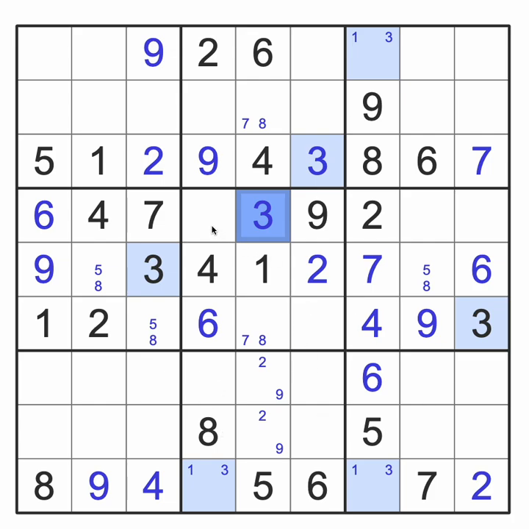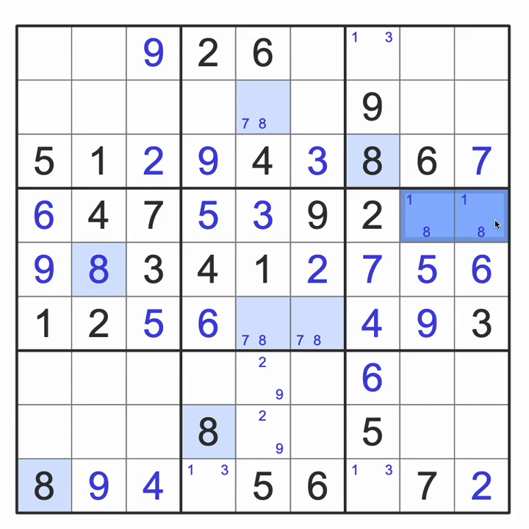And these are 5, 7, 8. Yeah, 5, 7, 8 are missing from this box. This cell is blocked by 7 and 8. Gives me 5. That means these 2 cells are 7, 8 double. That's what's missing from this box. That means 5 has to come here. That gives me 8. That gives me 5. And 1, 8 double.